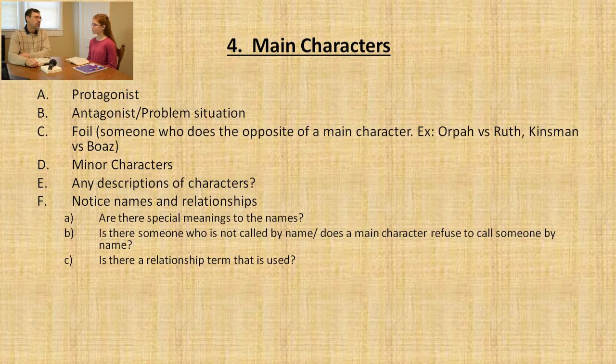Pay attention to that. Also, look, is there a relationship term that is used? In the story of Abraham and Isaac, where Abraham goes to sacrifice Isaac, they're walking up the mountain together, and the narrator reports a conversation between them. It says, Abraham took the wood and placed it on Isaac, his son. And then Isaac says to his father, my father. And Abraham says, here I am, my son. So we're hearing these relationship terms, father, son, back and forth. What's Moses doing as he writes that? He's pointing out the close relationship between them. So look for relationship terms that are being used.